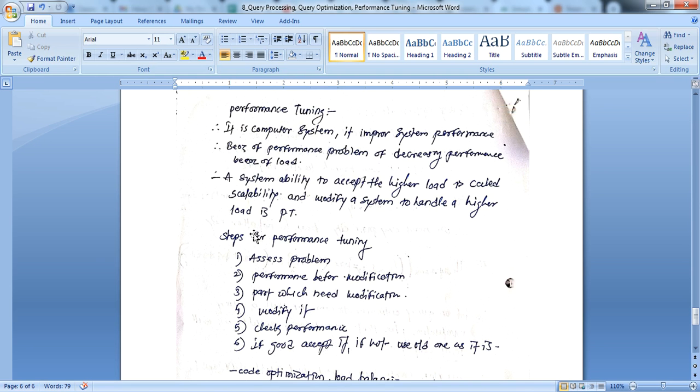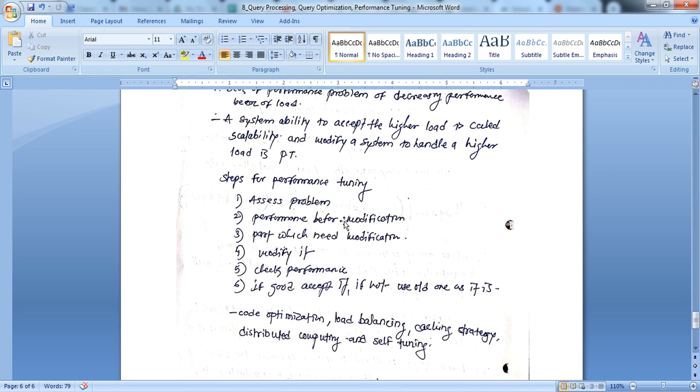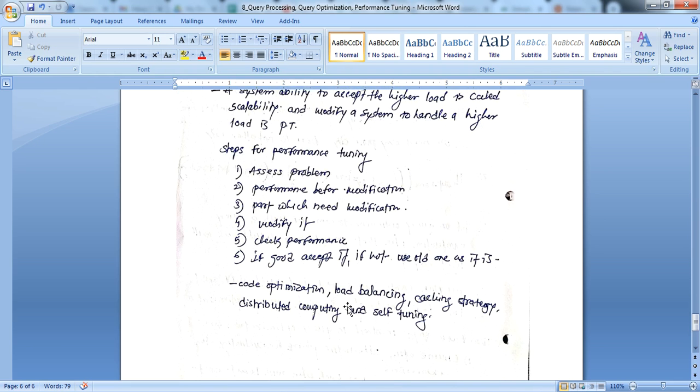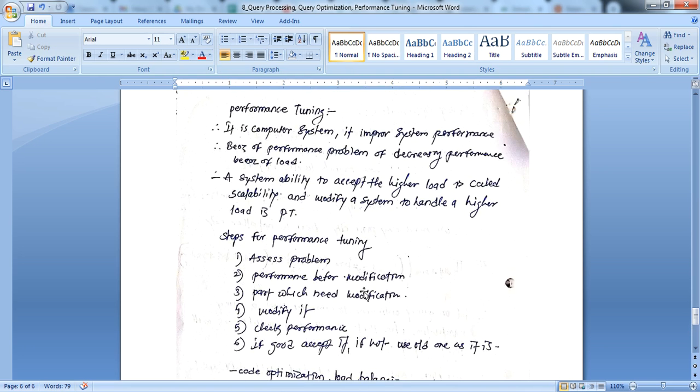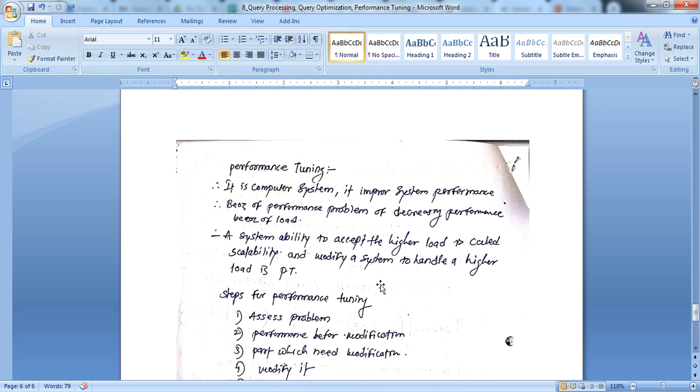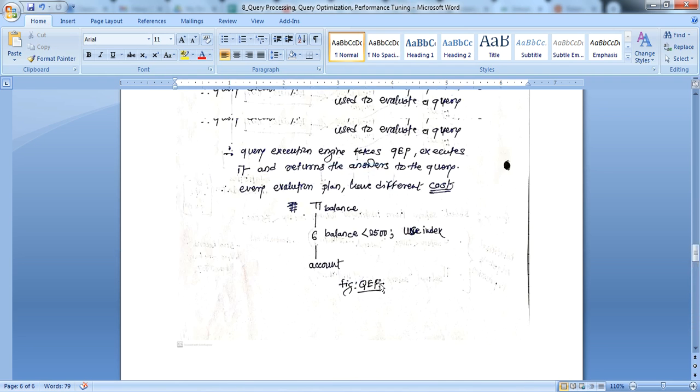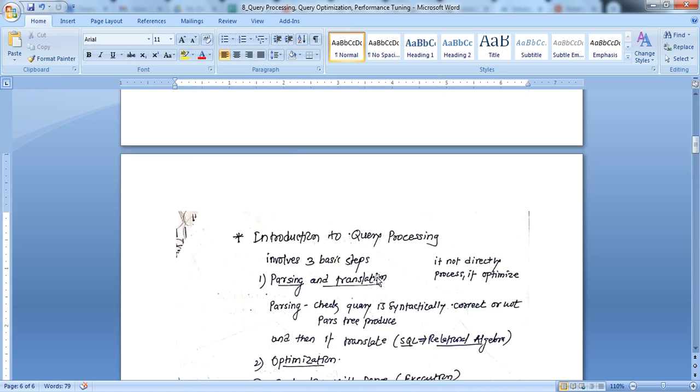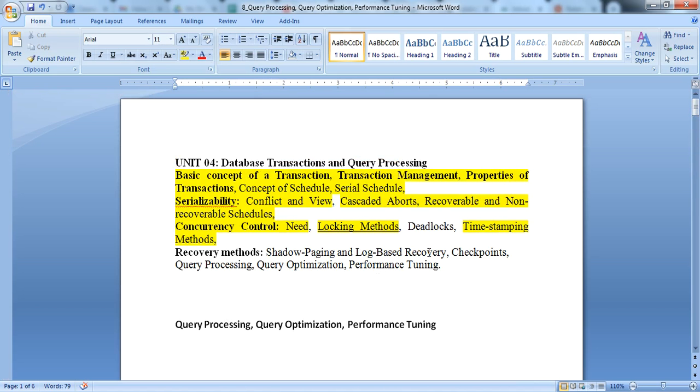That is simply the way of performance tuning. Now code optimization, load balancing, caching strategies, distributed computing, and self tuning. These are some of the points we go with under performance tuning. And first is the query processing, how exactly the query is processed.